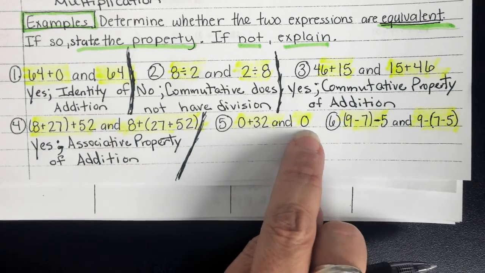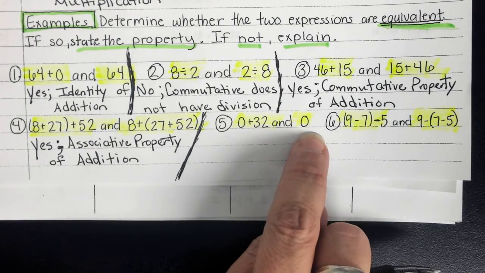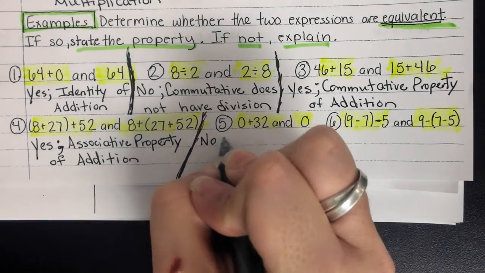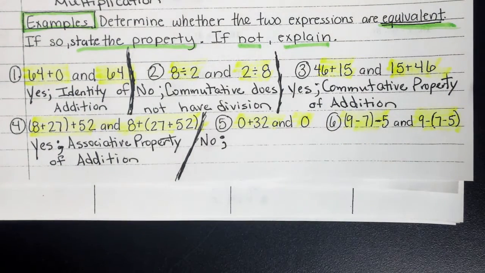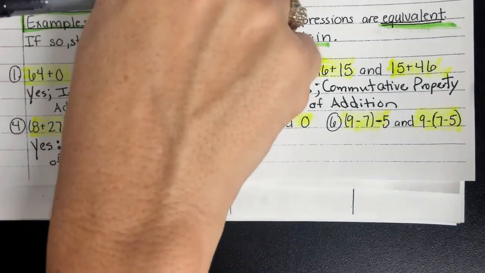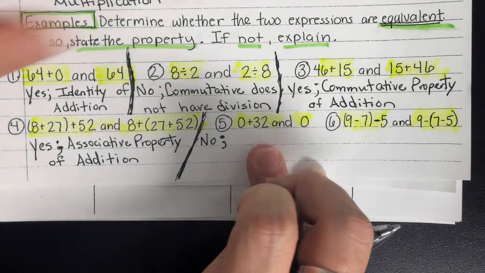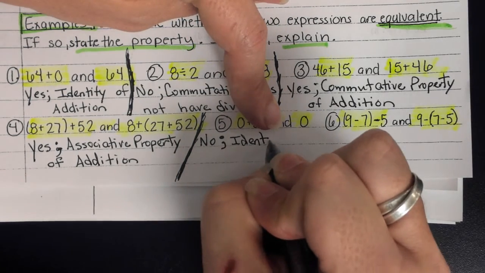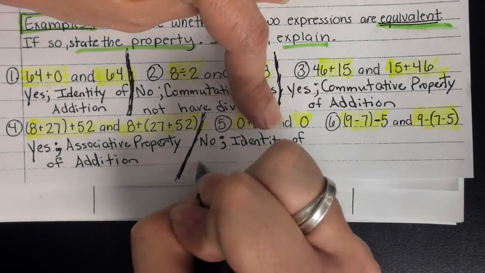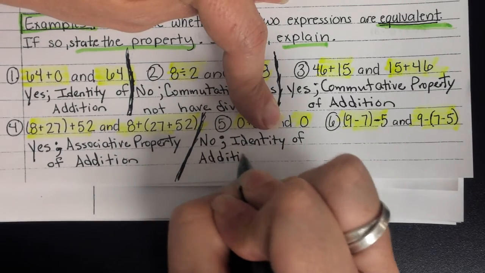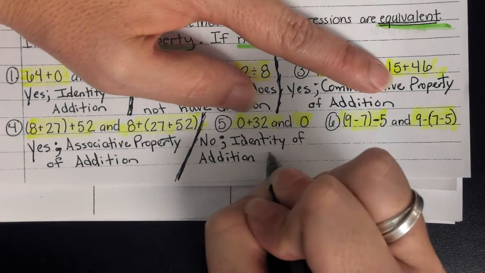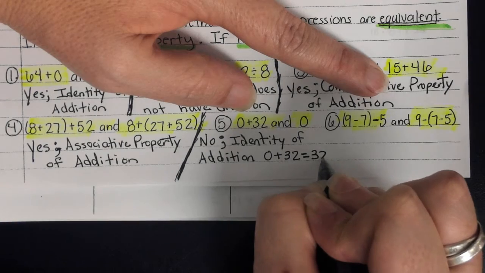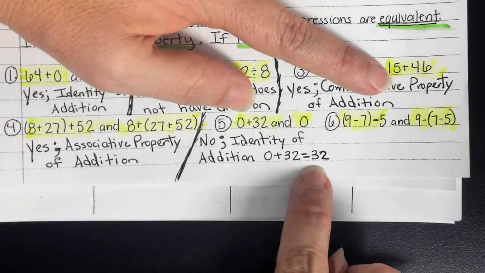No, be careful. They're trying to trick you. 0 plus 32 should be 32. Okay, so this one's a no. What property? Identity of addition. Okay, but the way you explain... Identity of addition. What you can do is put the math problem. So put 0 plus 32, but put equals 32. Put the right answer.